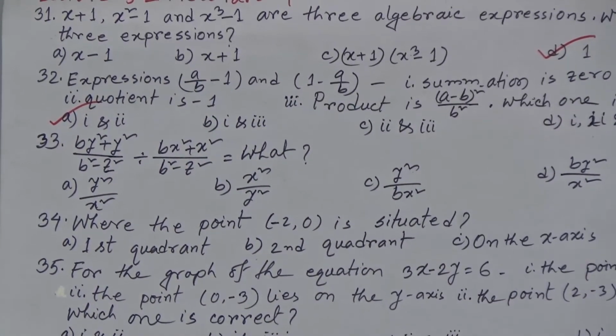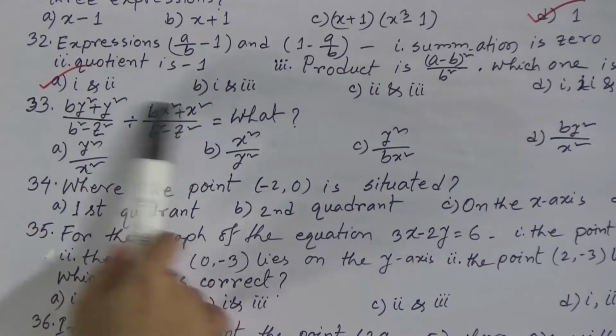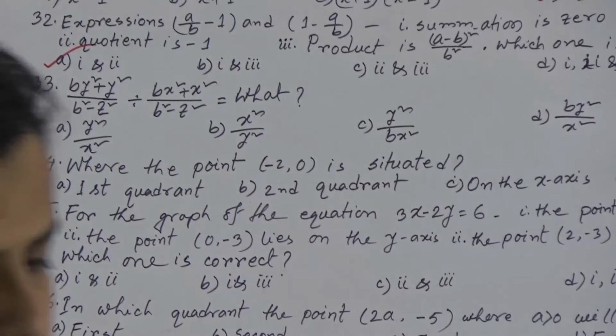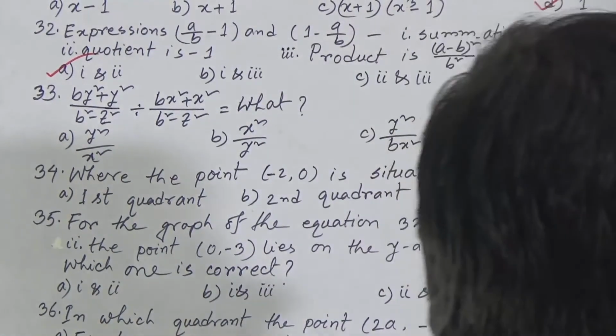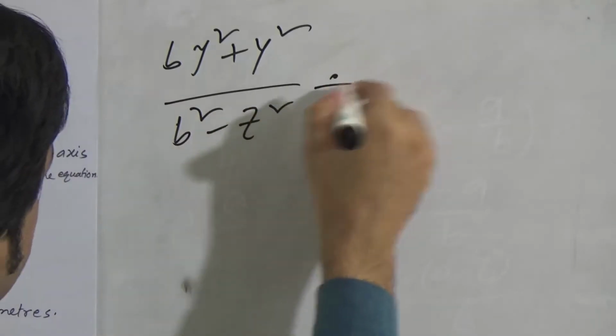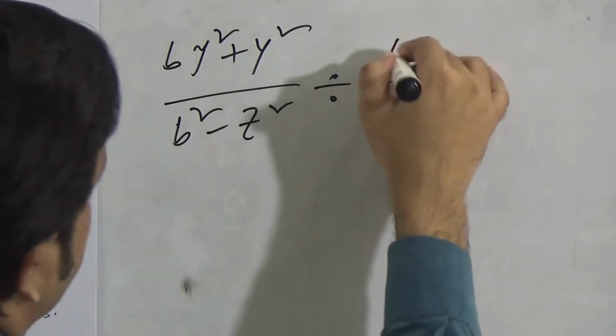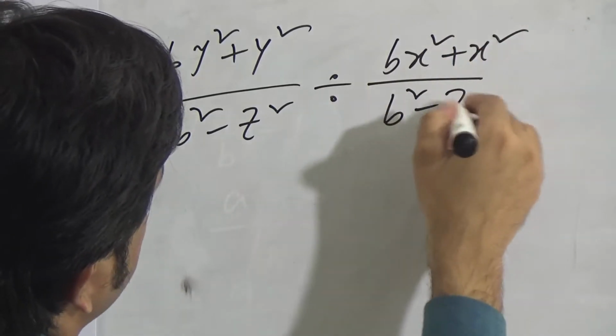Now, question 33. To find the value of this, we have to calculate here. We can calculate: by square plus y square divided by b square minus z square, division, and then bx square plus x square divided by b square minus z square.